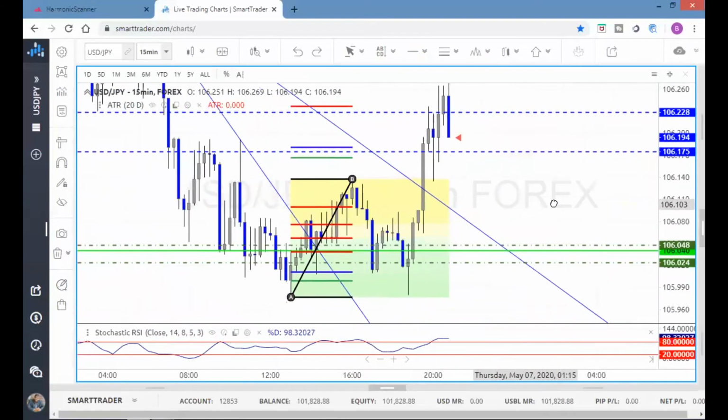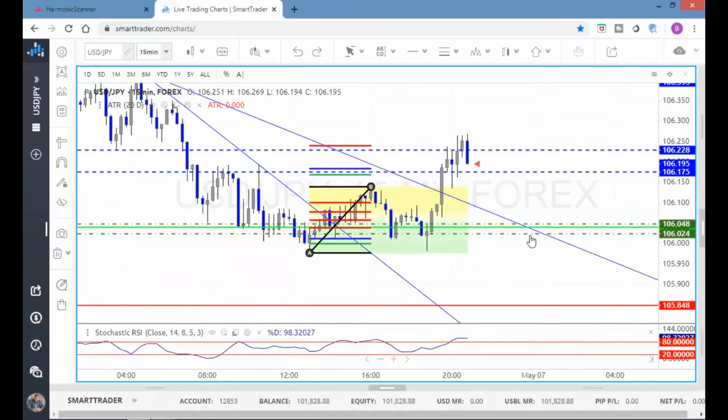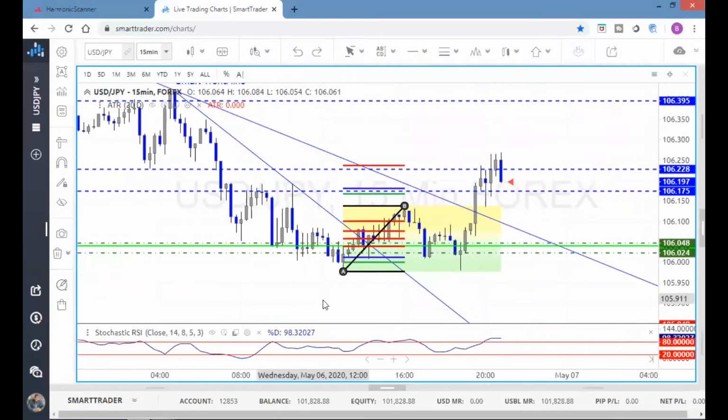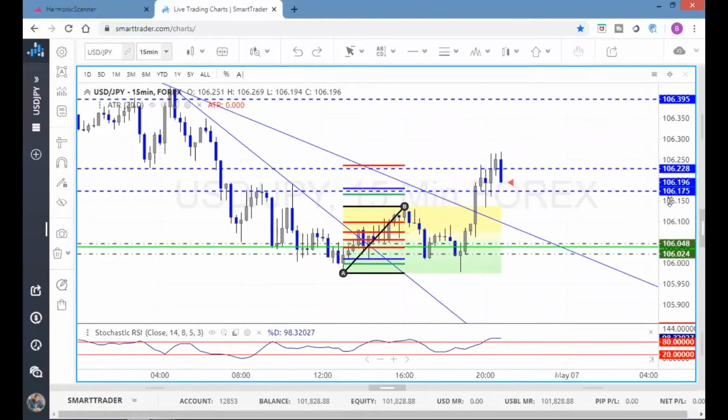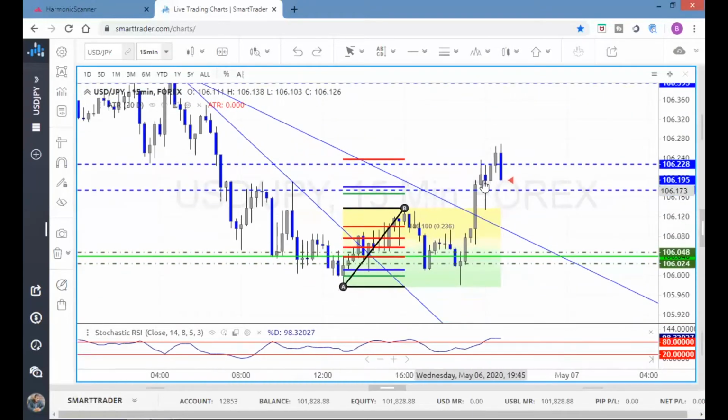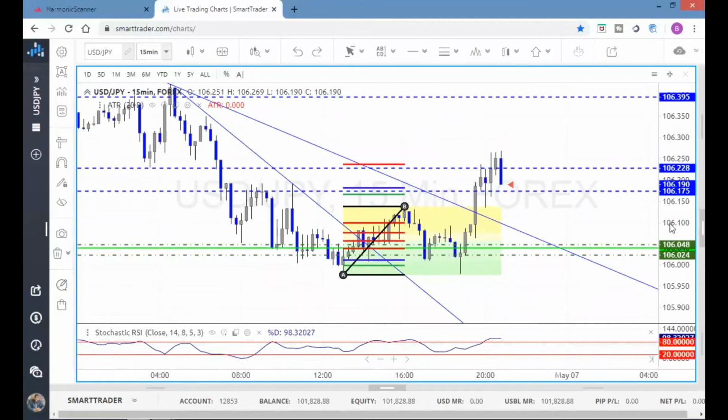So look, here it is. Now we're on our 15-minute chart, and all you have are just smaller ABCD waves. So we're able to get into this trade a little earlier. You can see here now a D extension has been hit, right? Our retracement zone, this is our retracement zone. These are our extensions. We got a 118, a 127, and a 1.618.